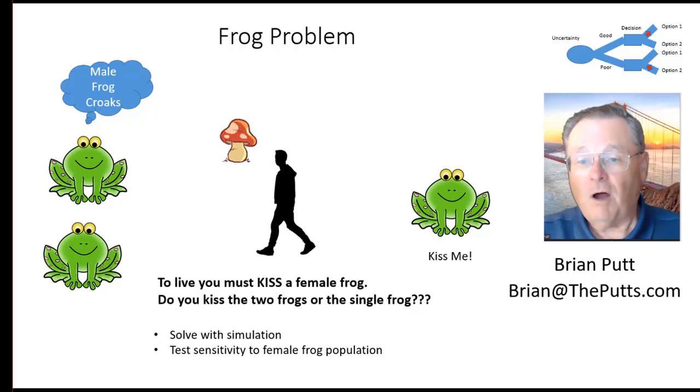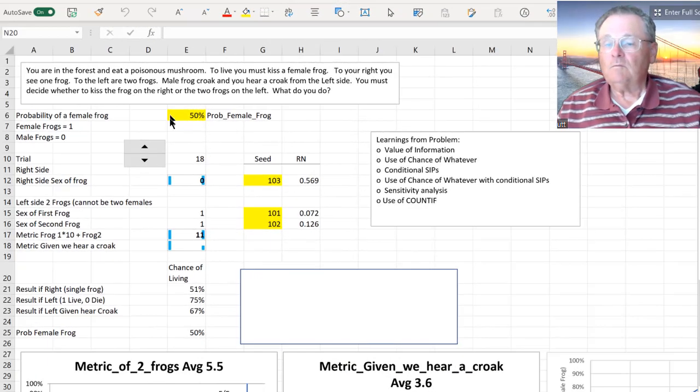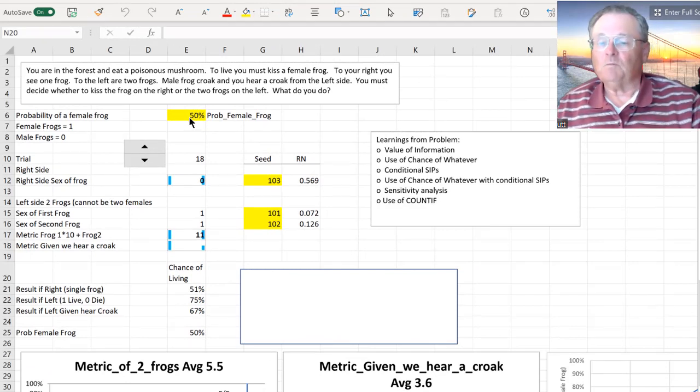Let's look at this problem using simulation. This is different from the solution shown on YouTube. And also I want to test the sensitivity of our decision to the probability of a female frog, the female frog population. So let's go look at the model and see how we did the analysis. First of all, we have the probability of the female frog. We're going to look at a sensitivity to that.